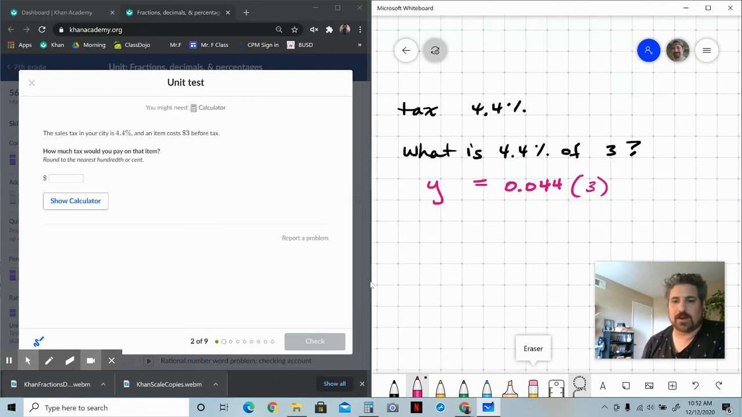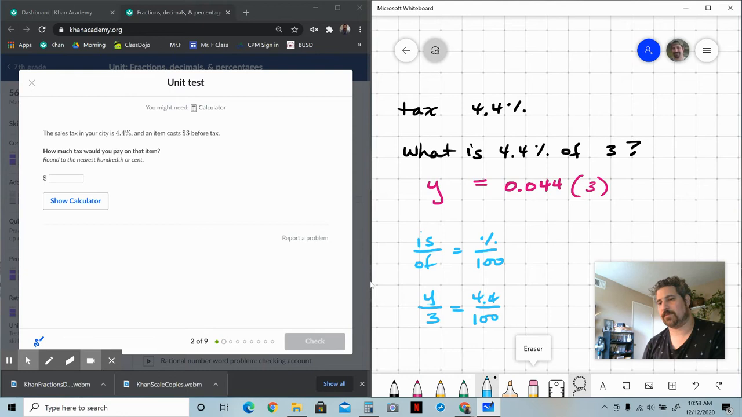You could also set it up as a proportion: is over of equals percent over 100. If you set it up that way, the is is what's missing. We know it's out of 3, so some value out of 3 is equal to 4.4%, and percents are always out of 100. So you could set it up this way as well. Either way you set it up, you're going to get the same answer.